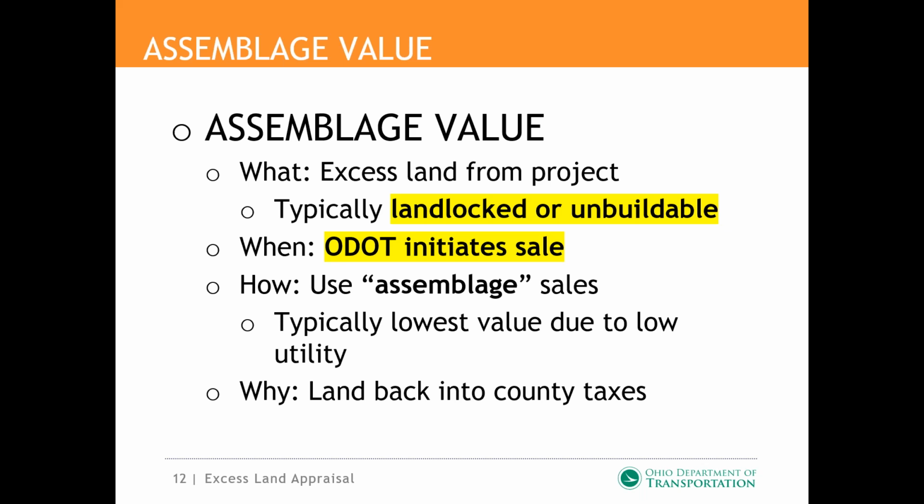The reason we do this is because, number one, ODOT wants to get rid of the maintenance of this property, and number two, it gets it on the county tax records where they can start to accrue taxes on it. ODOT is a tax exempt entity, so as long as we own the property, it sort of hurts the county in the fact that they don't get tax income from it. As soon as we sell it to a private owner, they begin to collect taxes again. So Tyler, how do you advance the next slide?